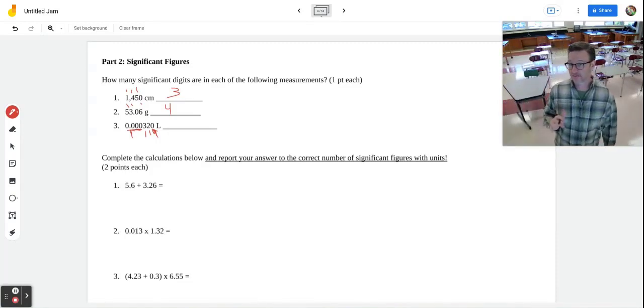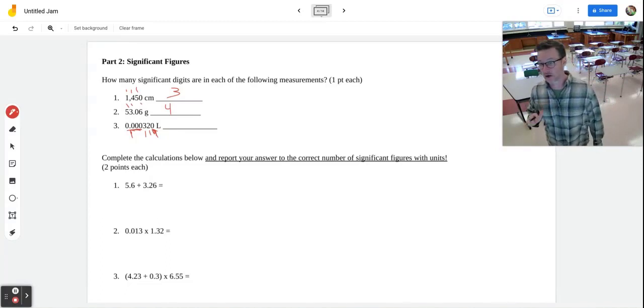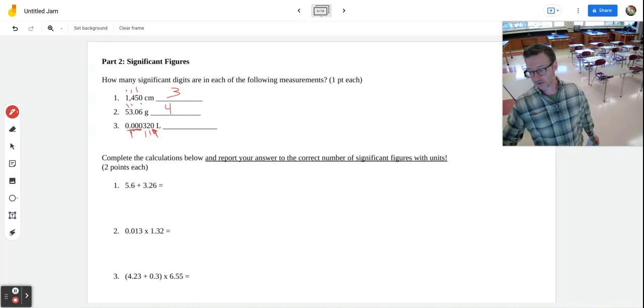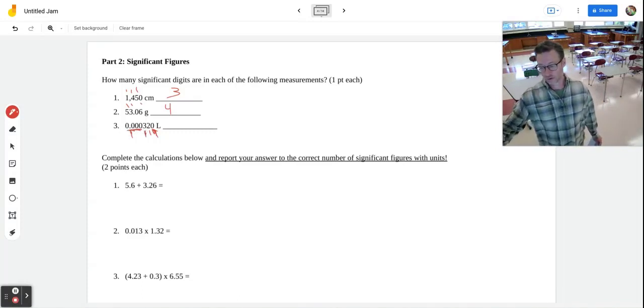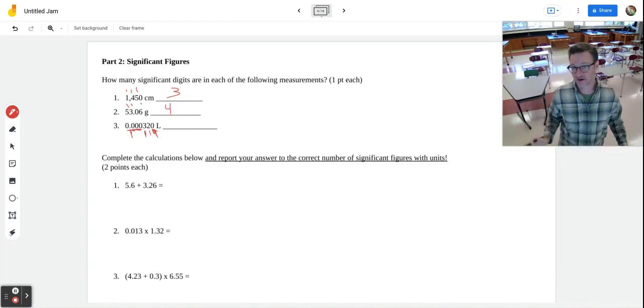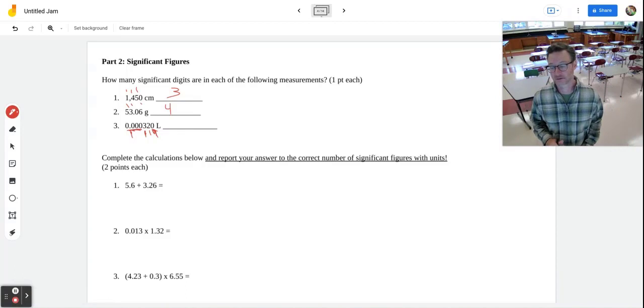Okay, the fact that the zeros are after the decimal point isn't what matters. What matters is, are they after the other digits? These zeros come before the 3 and the 2, so they're not trailing the significant figures, they're leading. So those are leading zeros, not trailing zeros. Leading zeros never, ever, ever count as significant figures. I can say that with 100% confidence.